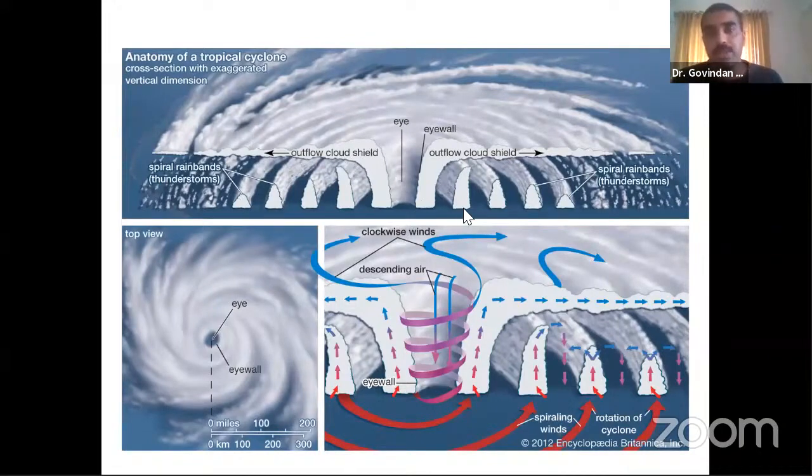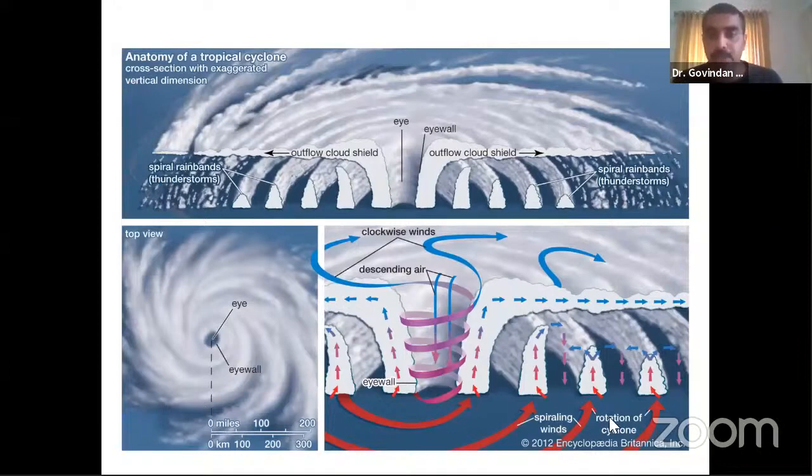Apart from this, you can see a lot of clouds at different heights. So cyclones are nothing but a rotating column of circulation with a lot of clouds along with it. The major components are an eye and an eyewall. And there is also wind circulation. There are two different components of wind circulation you can see in the bottom figure. The red arrows I'm pointing at are the spiraling wind, which is responsible for rotating the circulation, the rotational column of wind.